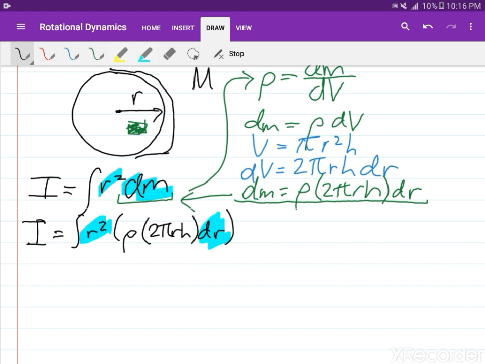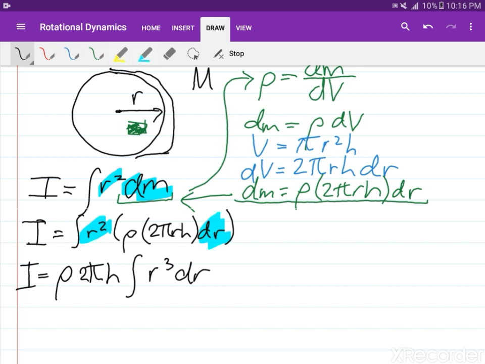Let's move the constants out of the integral. So we would have rho 2 pi r h, sorry, r is not a constant, so this will be 2 pi h times the integral of r cubed dr.